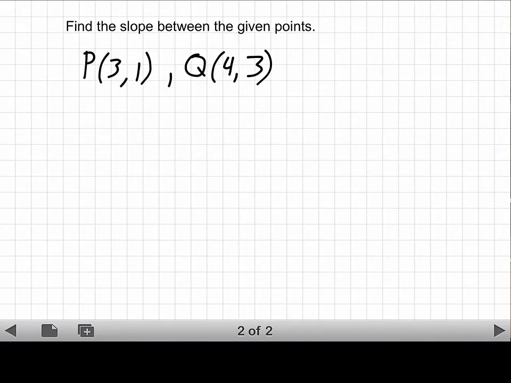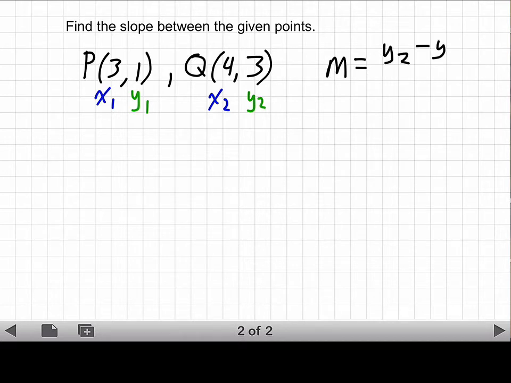For our first example, we're going to find the slope between P, which has coordinates 3, 1, and Q, which has coordinates 4, 3. As usual, I like to label coordinates, and for P, I'll label 3 x1 and 1 y1. And for Q, I'll label 4 x2 and 3 y2. Now our slope formula is change in y over change in x, so y2 minus y1 over x2 minus x1.